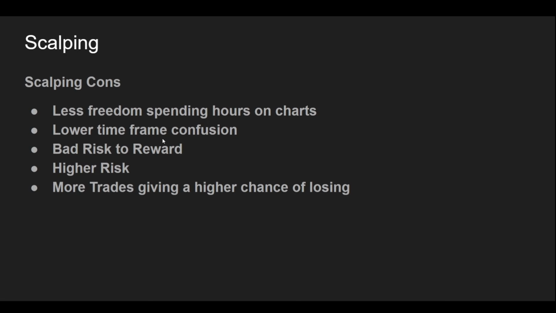Now, lower time frame confusion. When you're trading on the 15-minute, the 5-minute, the 1 minute, typically the candles move really quick. They're moving up and down tremendously. It's really volatile, so you're going to get confused on what the structure is. So you're going to have to backtest and study structure on the smaller time frames.